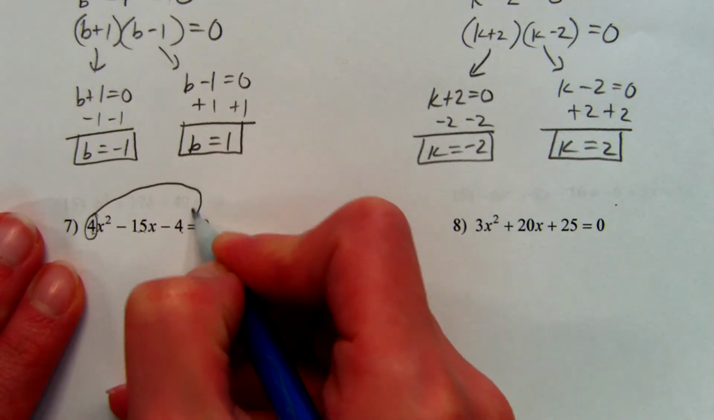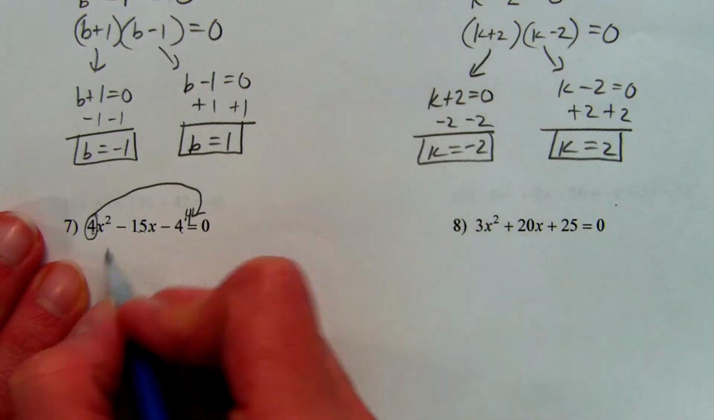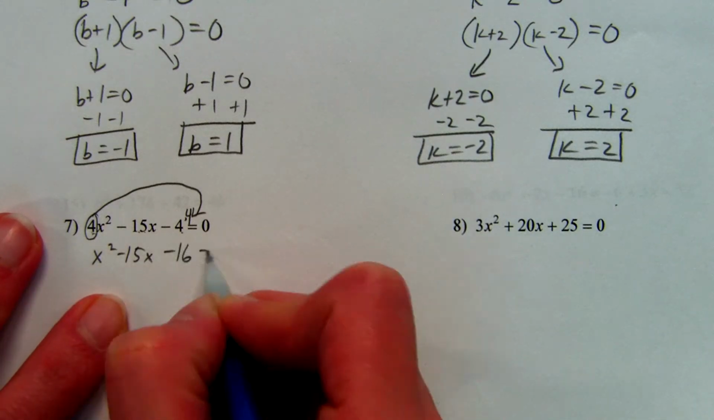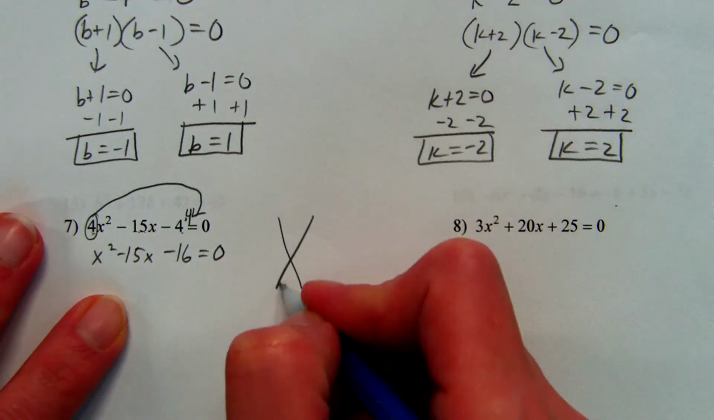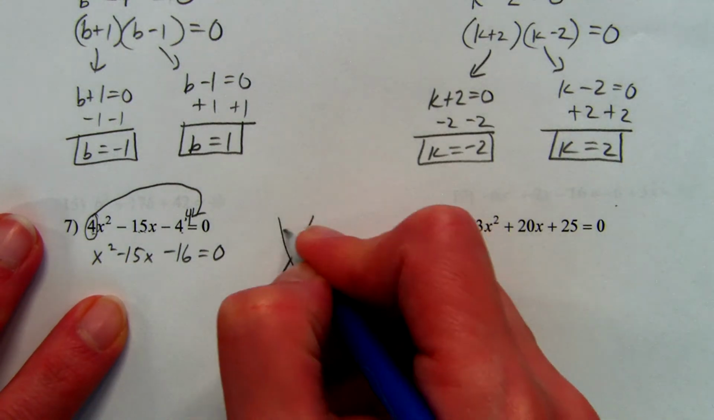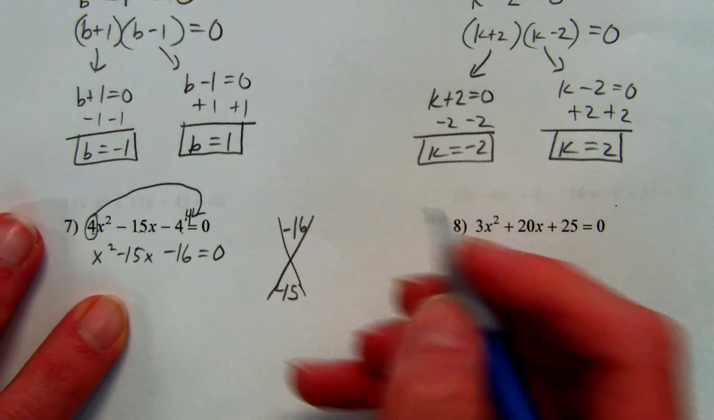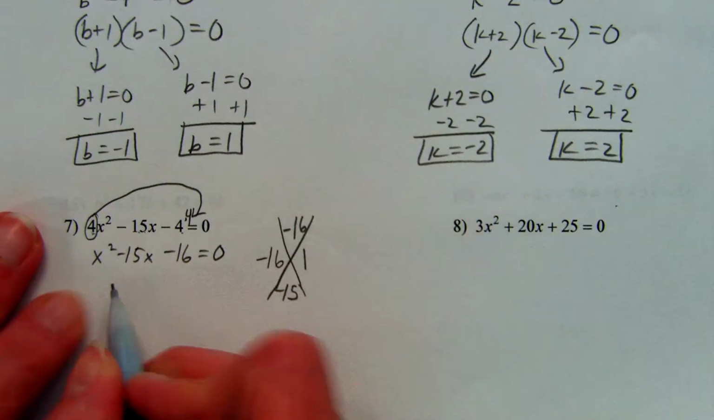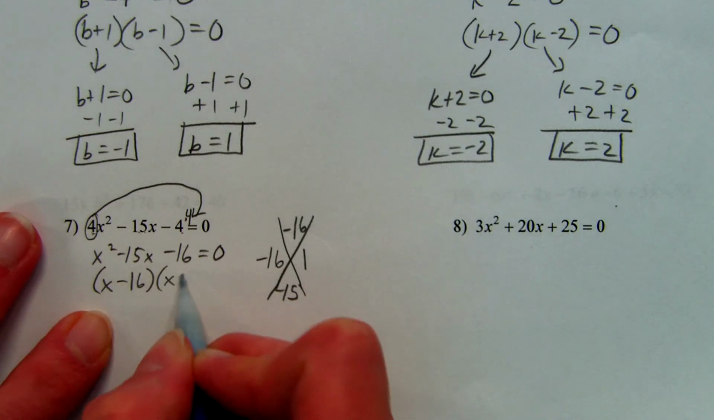So we're going to take the 4, multiply it by this 4 over here, rewrite it. X squared minus 15x minus 16 equals 0. So that's the slide part. And then we factor using the x. So multiplies to make negative 16, adds to make negative 15. So that'd be negative 16 and positive 1. So x minus 16 and x plus 1.